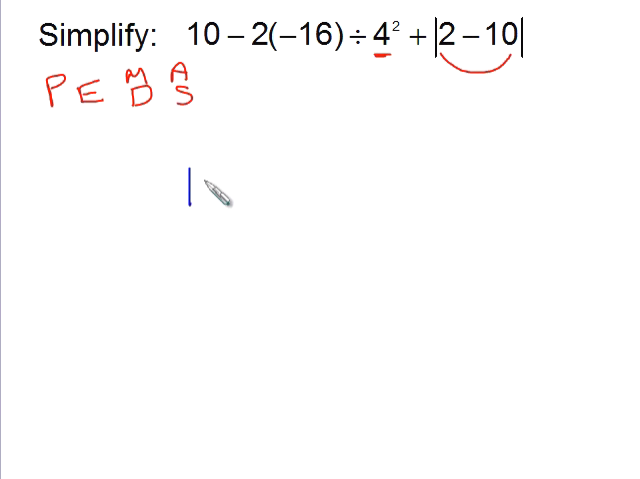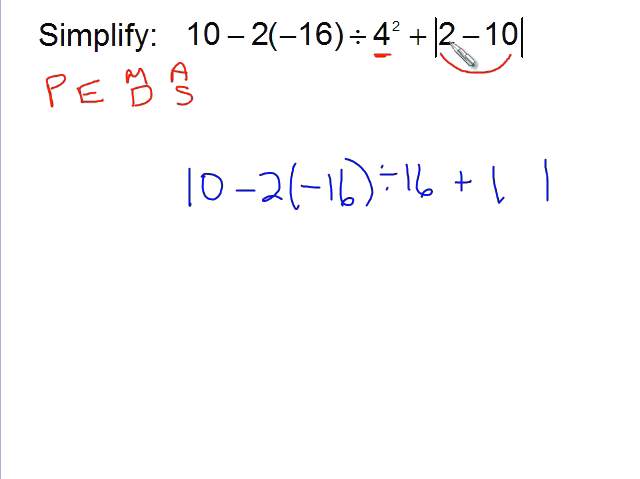So I'm going to rewrite anything that I don't use yet, like the 10 minus 2 times negative 16 divided by, and then 4 squared is 16, plus, and I'll rewrite my absolute value symbols, but place 2 minus 10, which is negative 8, inside.